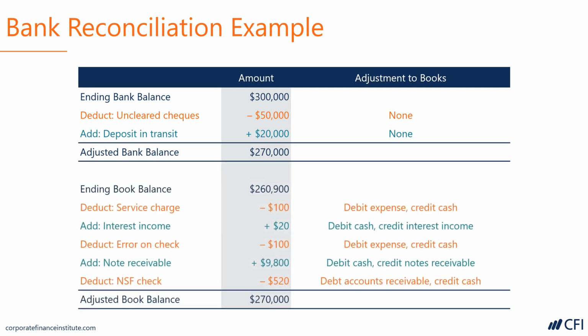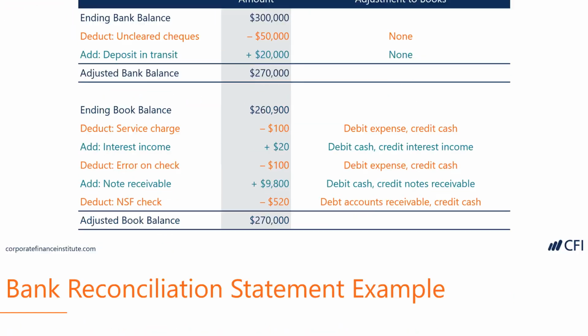Then we perform step 2, which is taking the ending book balance of cash, deducting any service charges, adding interest income, deducting any errors, adding any notes receivable, and then deducting any insufficient funds. Then we get the adjusted book balance, and you'll notice that these two numbers are the same, so we now have confidence in our reconciliation analysis.